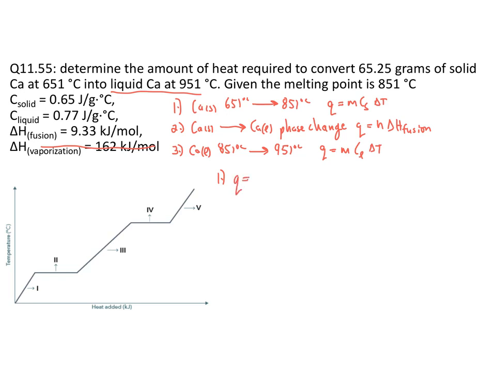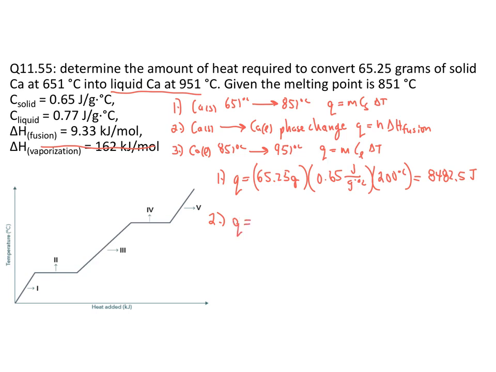So step 1, I've got calcium at 651 degrees. So Q equals my mass of calcium, 65.25 grams of calcium. The specific heat of solid calcium is 0.65 joules per gram times degrees Celsius. And my temperature change is 651 to 851. My temperature change is 200 degrees Celsius. So my energy for warming up the solid calcium from 651 degrees Celsius to 851 degrees Celsius is approximately 8,482.5 joules.